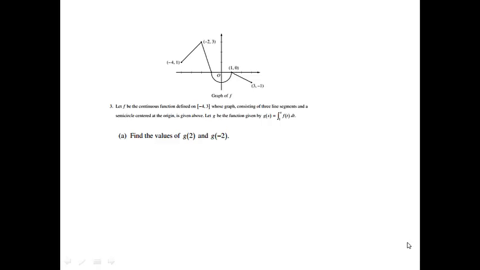Problem 3. Let f be the continuous function defined on -4 to 3 whose graph, consisting of 3 line segments and a semicircle centered at the origin, is given above. Let g be the function given by g of x is equal to the integral from 1 to x of f of t dt.